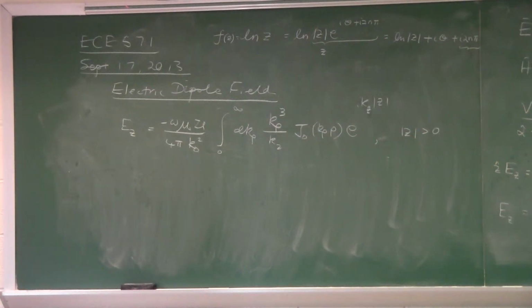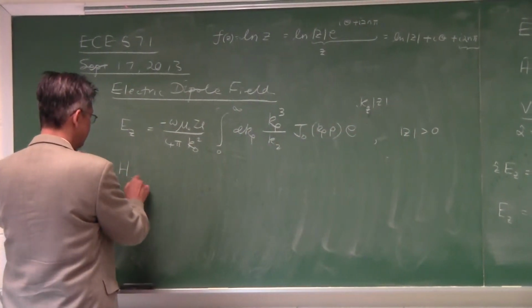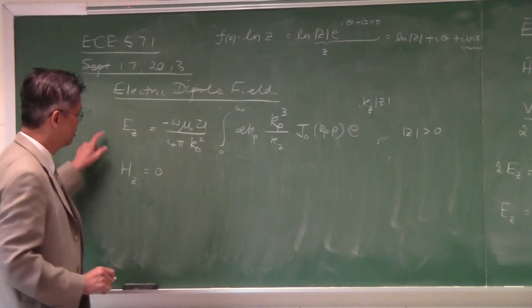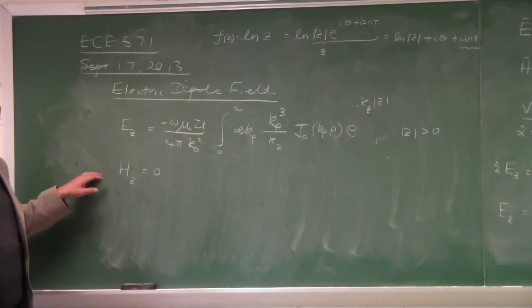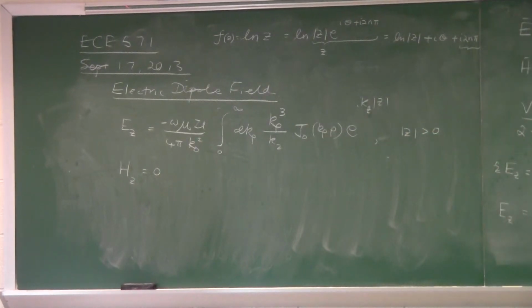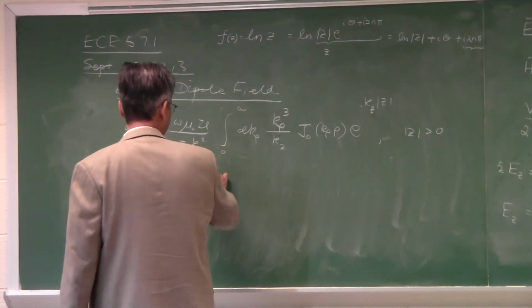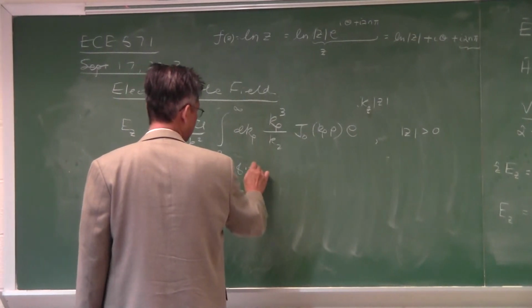Let's show that Hz is equal to 0. Because if it's truly a TM field, then this has to be true. And let's look at the second expression. If alpha had been pointing in the z hat direction, what is the curl of z hat? You will never have a z component, right? So Hz must be 0. So clearly indicating that this is a TM field.